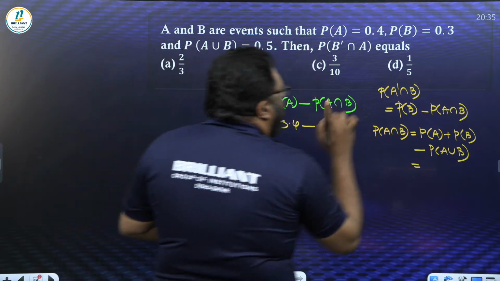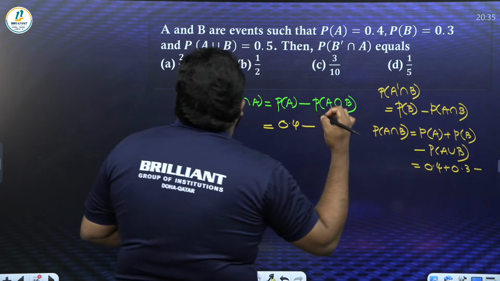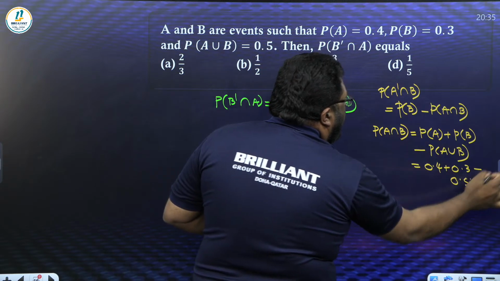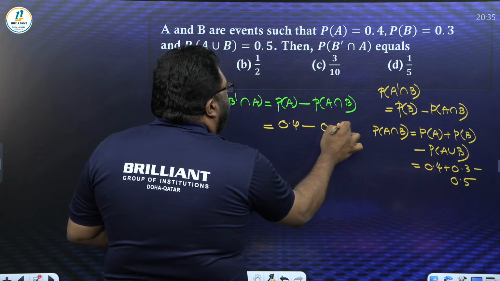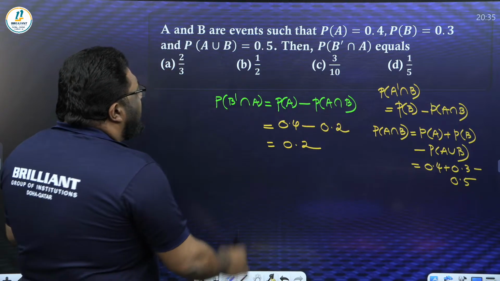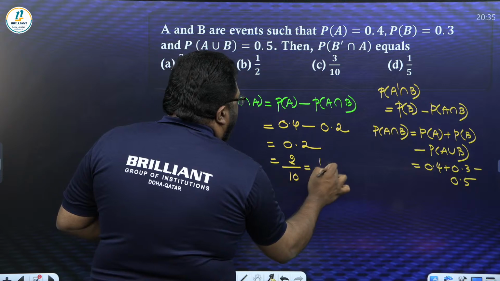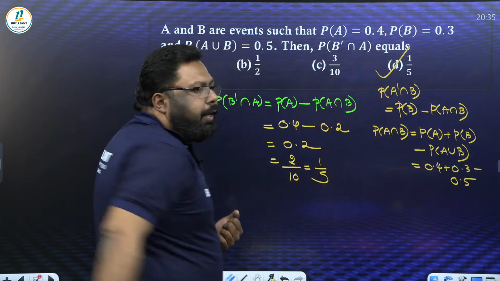A is 0.4, 0.3 minus 0.5. Okay, so answer is 0.2. So it's going to be 0.2. So what's 0.2 actually? It's in fractions, 2 by 10, which is 1 by 5, option D.